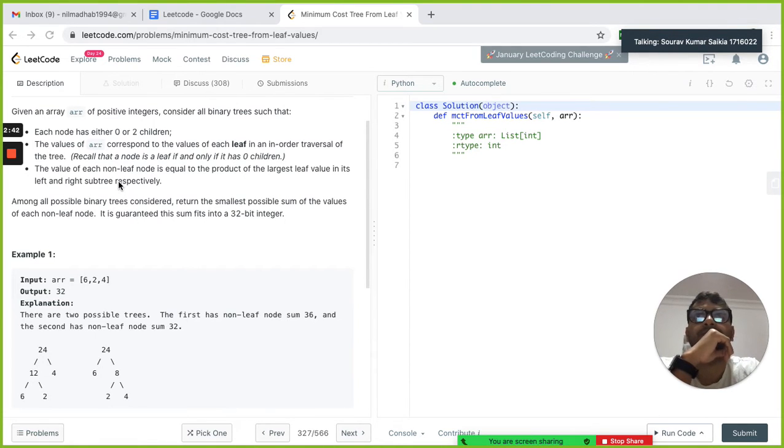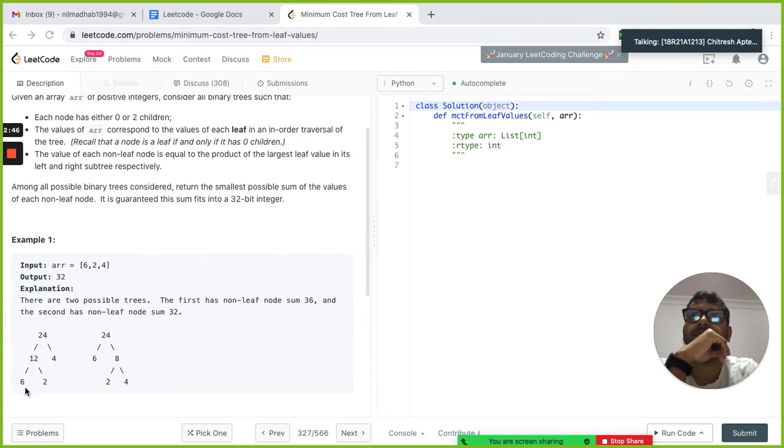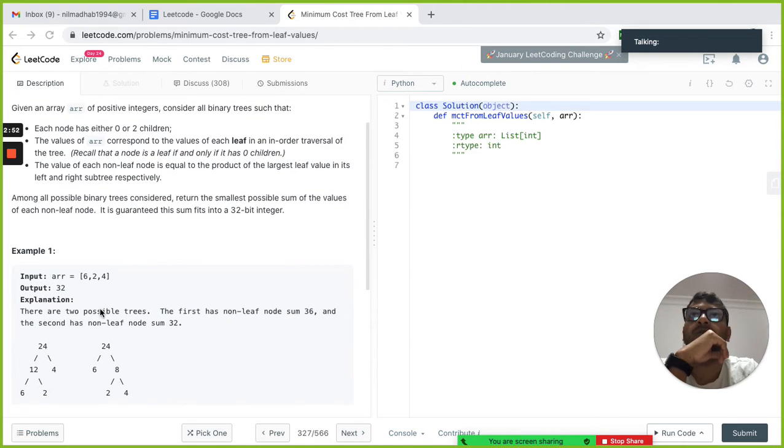Yes, these two diagrams show 6, 2, 4 are the leaf nodes. So if we do an in-order traversal, then they will be in the same order. The values. Okay. So if we do an in-order traversal of that tree, we will get 6, 2, 4, and the array is 6, 2, 4, right?